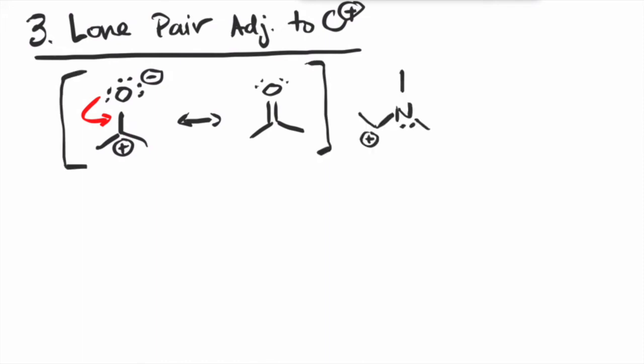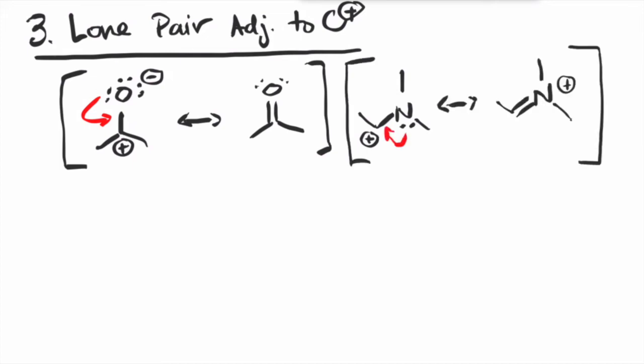Let's see that again. Allylic lone pair here, push towards the carbocation, giving us this double bond between the carbon and the nitrogen. Notice again that you start out with a positive charge on the left, so your resonance structure on the right would also have a positive charge overall.